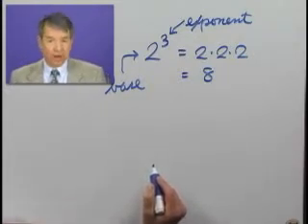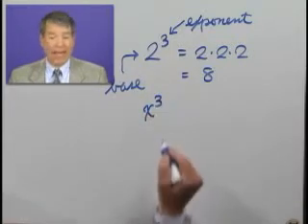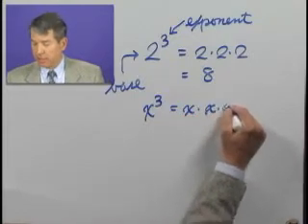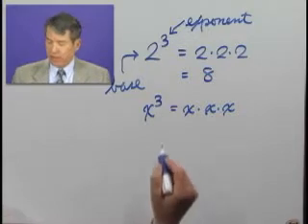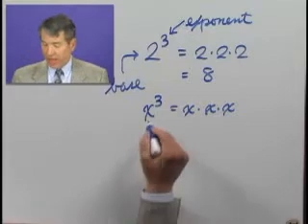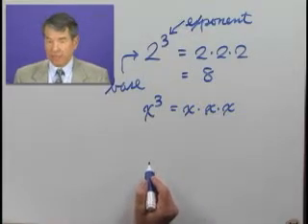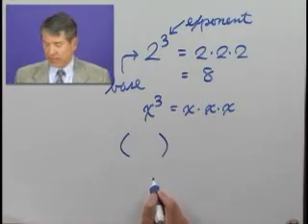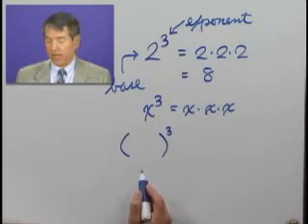If you have a variable, you can't really simplify it because x cubed, for example, is just x times x times x. So you don't get any benefit from trying to write it out. The exponent is a way of indicating how many factors of that base you have. If, for example, you have a quantity in parentheses, the exponent applies to everything inside.